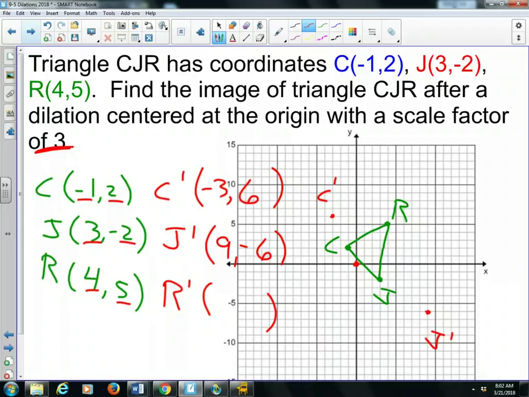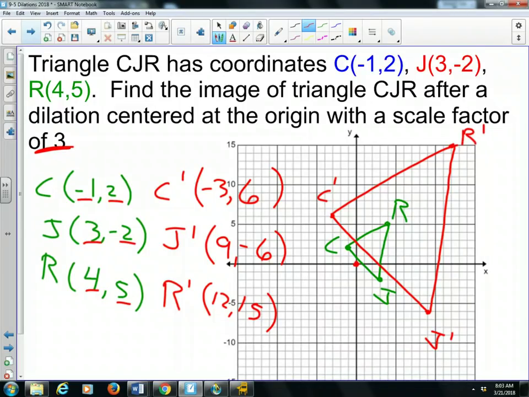And R prime, I multiply by the scale factor of 3. 4 times 3 is 12. 5 times 3 is 15. R prime is at (12, 15), right up here. So now when I make triangle C prime, J prime, R prime, it has been dilated. It's 3 times bigger than triangle CJR.